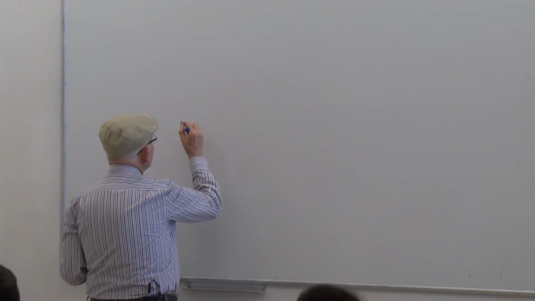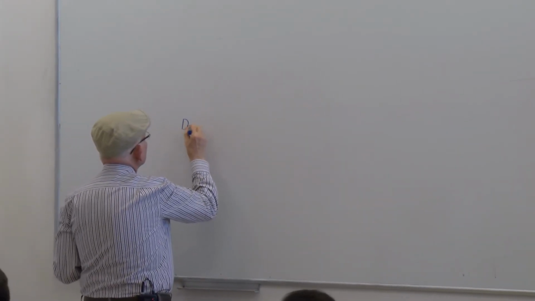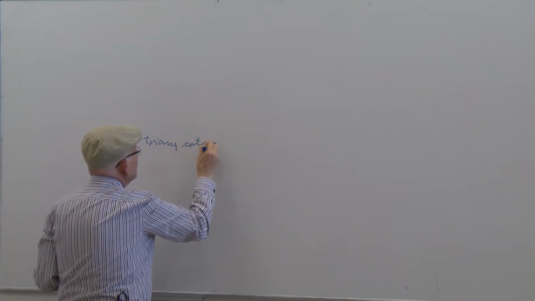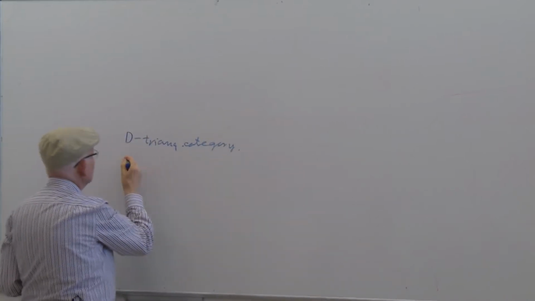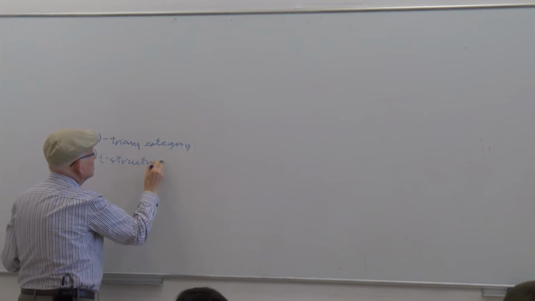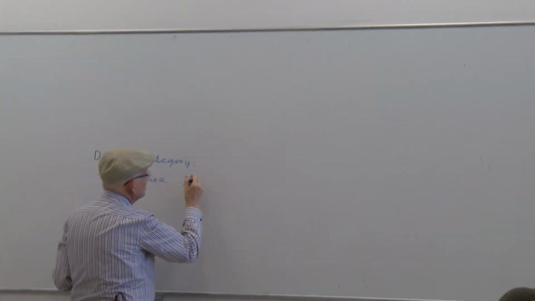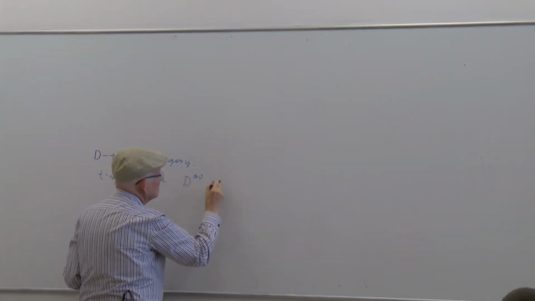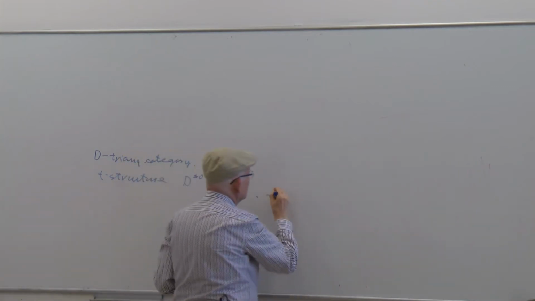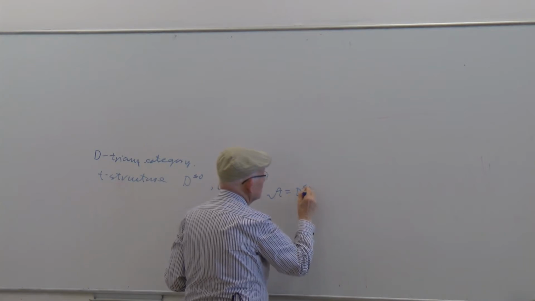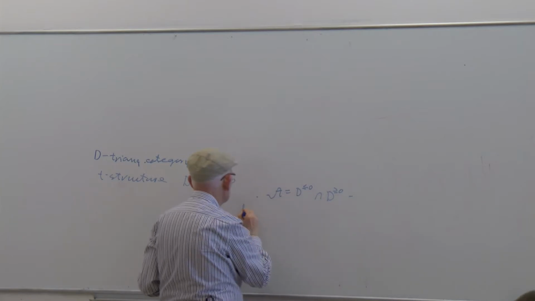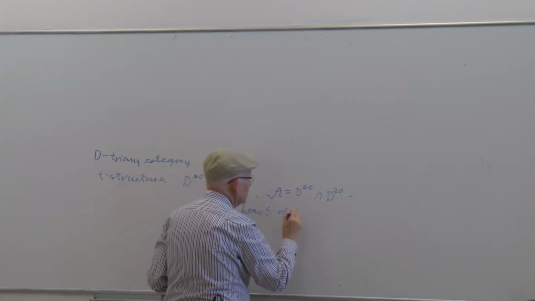We had the following situation: we have some triangulated category, then we defined the notion of T-structure. It's two subcategories with some properties. And we have the intersection of these two categories. It's called the heart of the T-structure.